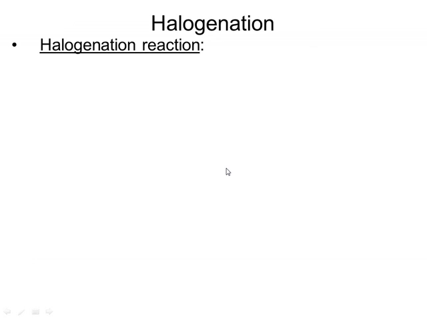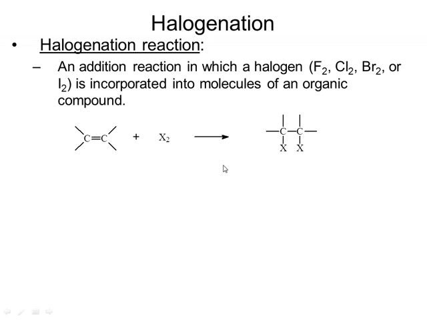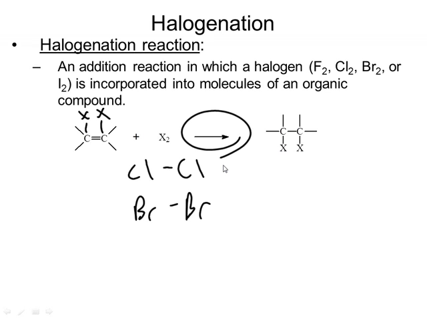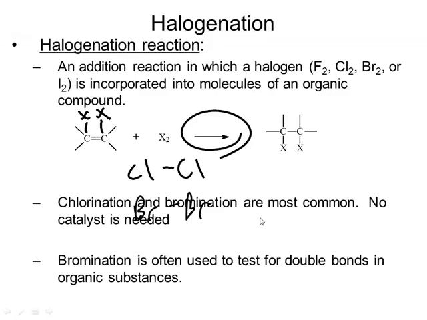Halogenation is the other one. It's the same idea, right? Except we have X2. So X2 could be Cl2 or Br2 or I2 or whatever. So we're adding halogens across the double bond. Simple. Now, this doesn't actually require any reaction conditions. It happens very readily. It happens very easily. Chlorination and bromination are most often used. No catalyst is needed. So there we go.